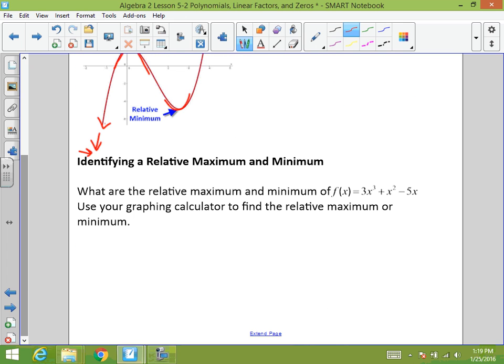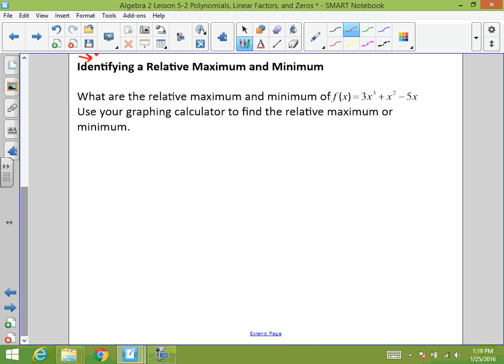So what are the relative maximums and minimums of the graph of f of x equals 3x cubed plus x squared minus 5x? We're going to use the graphing calculator to find those. So we're simply going to put this graph in the graphing calculator: 3x to the third plus x squared minus 5x. Let's graph it. And we can see that my graph looks sort of like this. I'm just going to sketch it off to the side. It looks something like that. So this would be a relative maximum, and this would be a relative minimum.